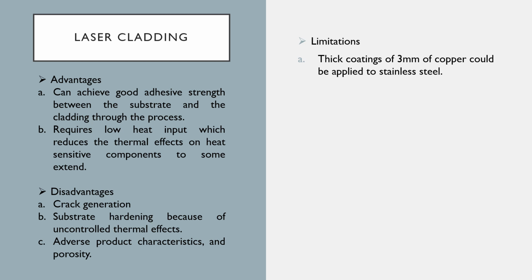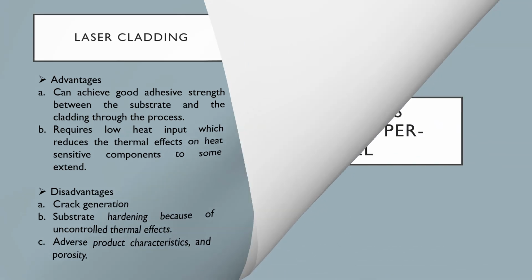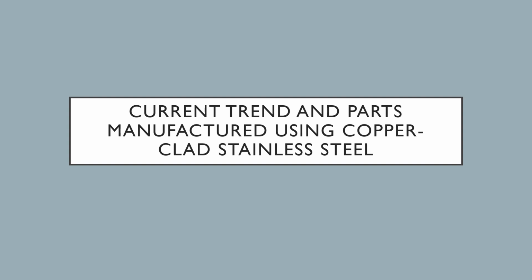The limitation of laser cladding is the same as cold spraying, which is thick coating of 3 mm of copper could be applied to stainless steel. Nowadays, there are also current trends and parts manufactured using copper-clad stainless steel.